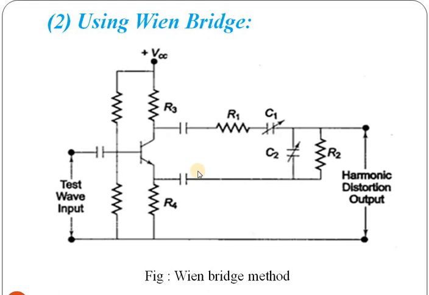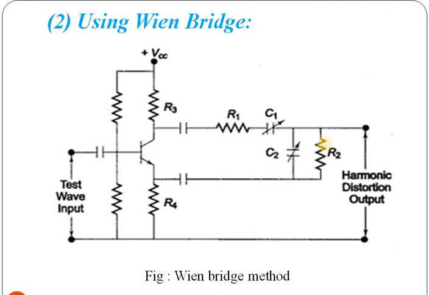Now, whenever the test wave input is applied, if the fundamental signal is applied, the fundamental signal is suppressed through this RC network. Now only the harmonic components reach this output terminal. In this way, only harmonic distortion components are measured by means of this output.